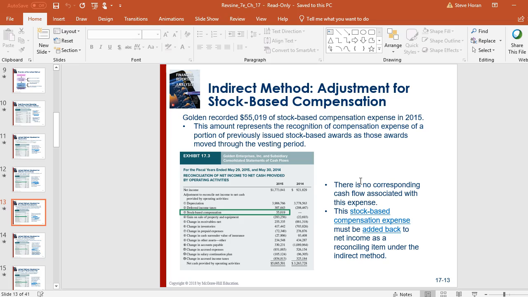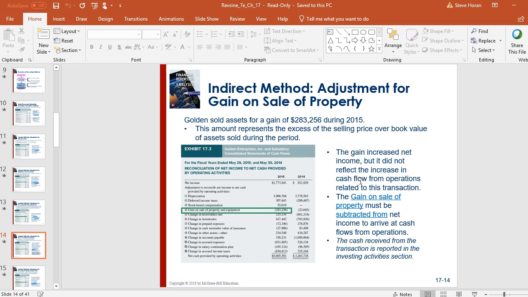So you would debit expense when you do this award, but you're not paying cash, so we're going to add that one back. And the gain on property, plant, and equipment type transactions. So let's go back to this being Best Buy as an example. Best Buy in the course of business may buy and sell land, buy and sell buildings, buy and sell equipment.